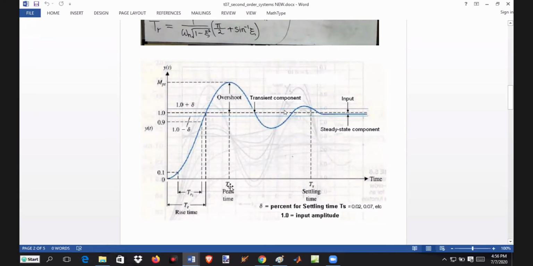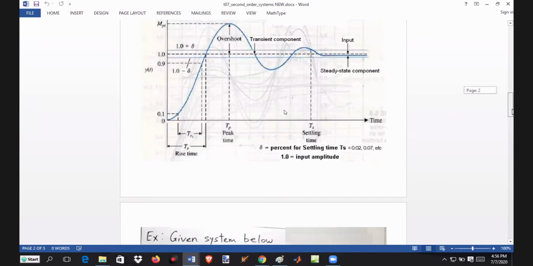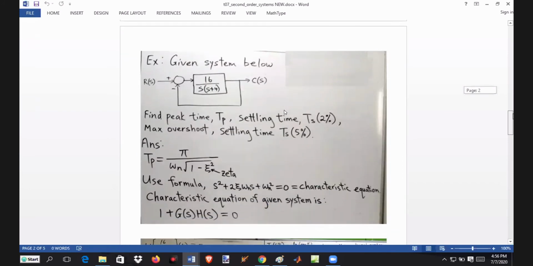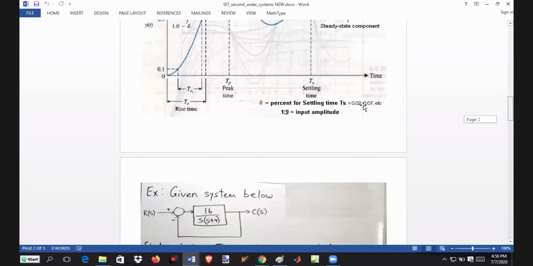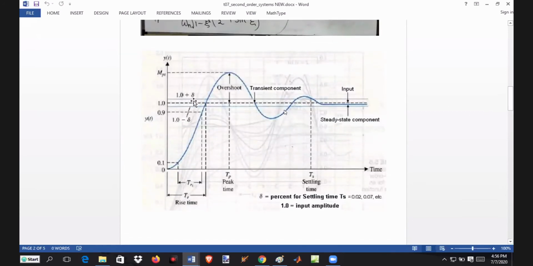So we get TR, TP, TS. All the calculation will be based on underdamping. Now we look at the first example here. This kind of question is very easy. You should do it. Given the system below, find peak time, settling time, maximum overshoot. Settling time 2%, settling time 5% error. 5% error means plus or minus 5%. You see the delta here.